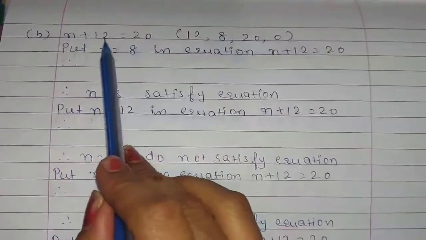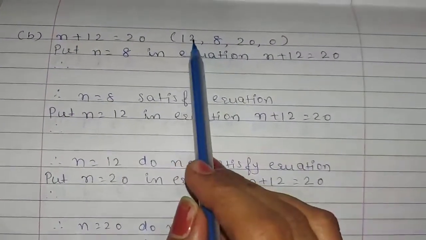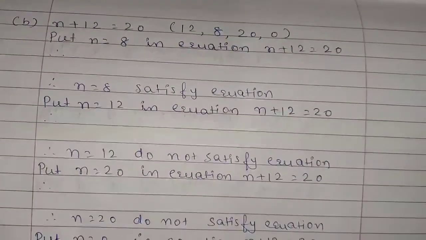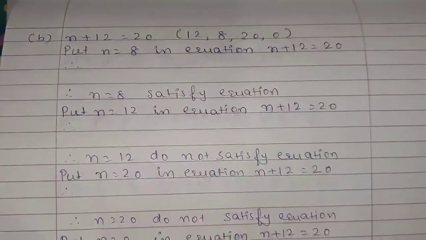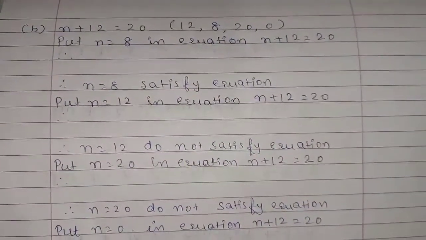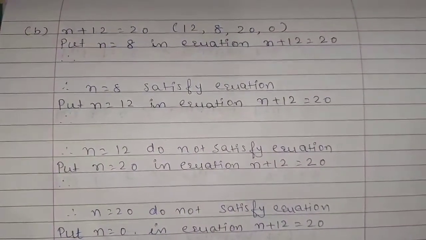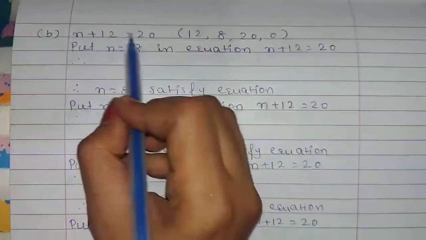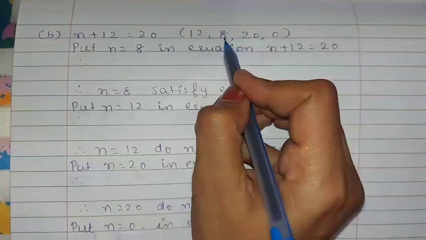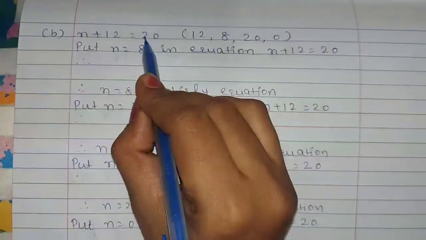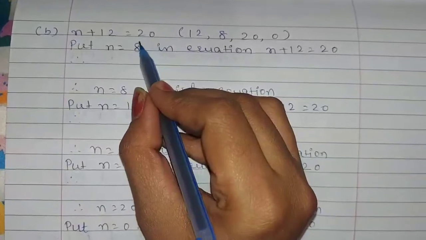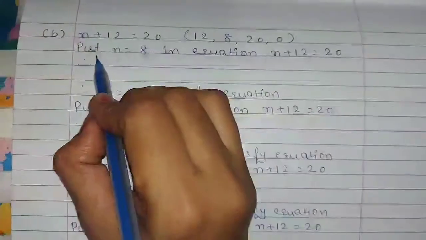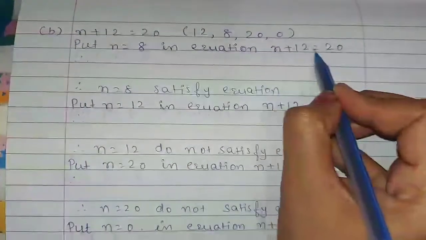B, n plus 12 equals to 20. Now from the bracket 12, 8, 20 and 0, we have to find which number satisfies the equation. So, from the bracket, we find which number satisfies n plus 12 equals to 20, that means n equals to which number we put so that by adding 12, we get 20. So, if we take n equals to 8, 8 plus 12 is 20. So, first of all, we will show that n equals to 8 satisfies the equation and the rest of the numbers do not. So, put n equals to 8 in equation n plus 12 equals to 20.